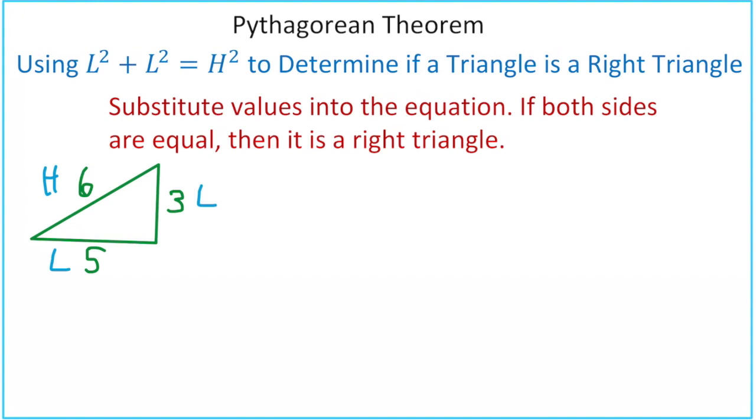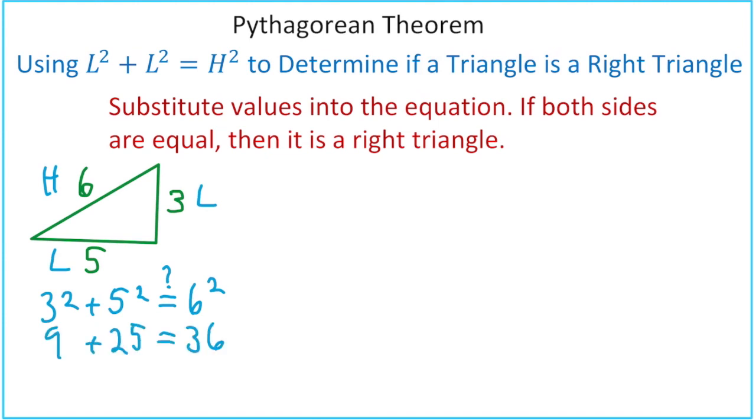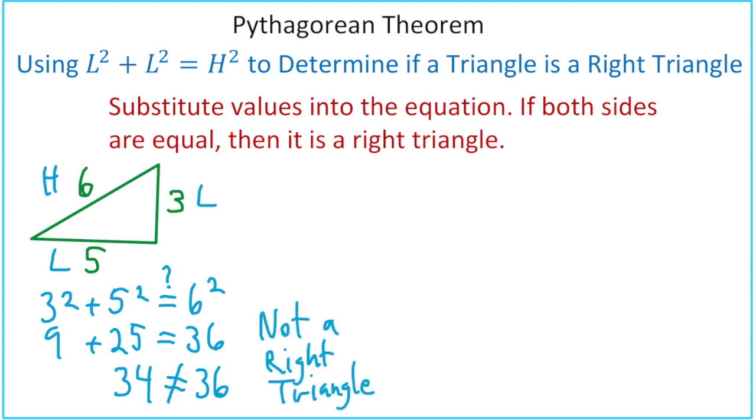Now we just substitute this into L squared plus L squared equals H squared. But we're not saying it's equal. We're asking, is it equal? Let's find out. So 3 squared is 9, 5 squared is 25, and 6 squared is 36. And when we go 9 plus 25, we get 34 equals 36. Well, that is not true. So that means not a right triangle.